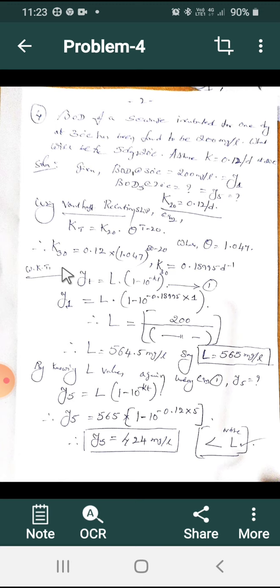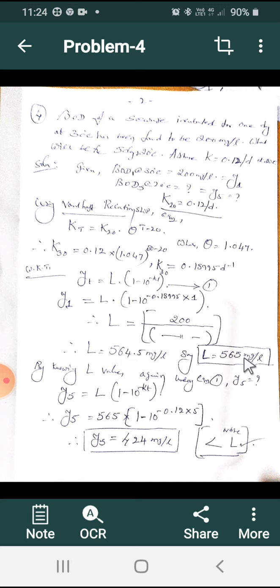Next, you have to go for the BOD reactions. That is Yt is equal to L into (1 minus 10 to the power of minus Kt). Let me substitute the values in the above equation. We will get Y1 is equal to L times this much, or L is equal to Y1, which is given as 200 milligrams per liter, divided by the same value you substitute here, so that the L value comes to this much.